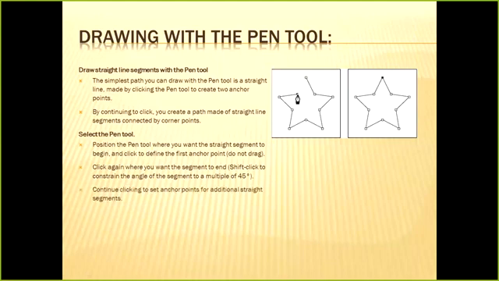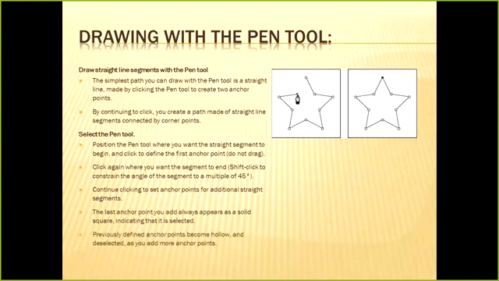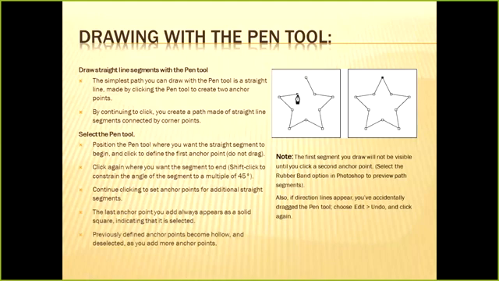Continue clicking to set anchor points for additional straight line segments. The last anchor point you add always appears as a solid square, indicating that it is selected. Previously defined anchor points become hollow, deselected. So essentially what you're looking at over here is a selected anchor point, and the rest of these anchor points here are not selected. That's the selected anchor point.